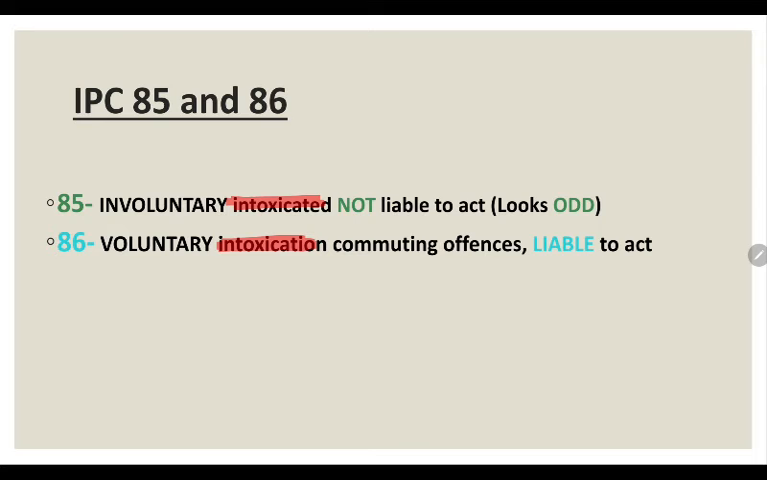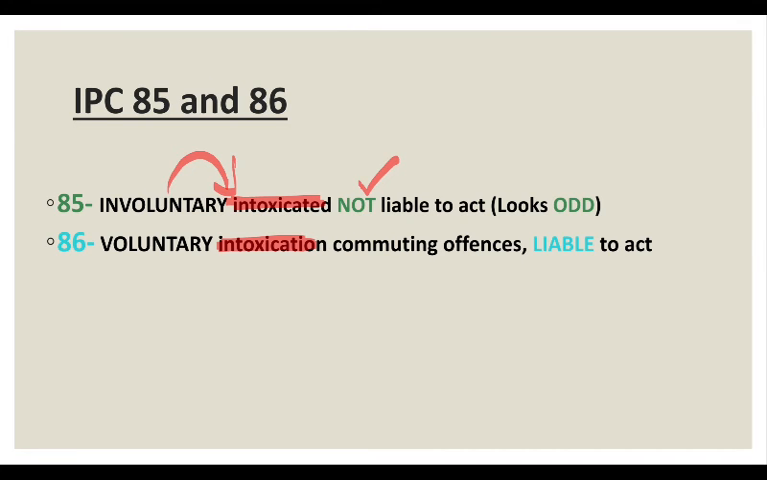Next is IPC 85 and 86. One important thing to remember is that 85 and 86 are related to intoxication. When we compare 85 and 86, 85 is the odd number, so the law is also similar to that. When a person is involuntarily intoxicated and does an offense, at that time he is not liable for the act. This is 85. Doesn't it look odd? The person is intoxicated, but the reason he is involuntarily intoxicated, he is not liable for the act.